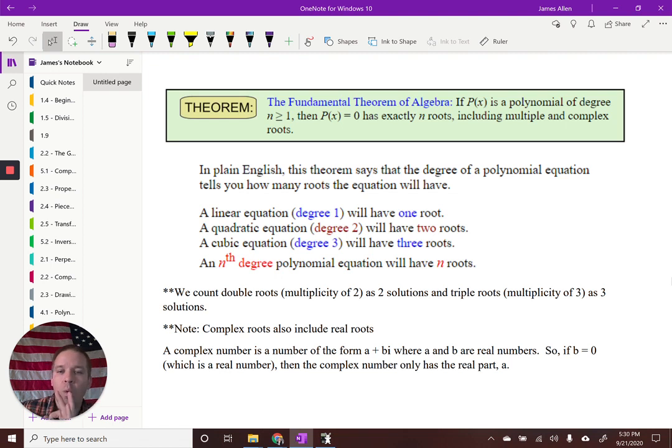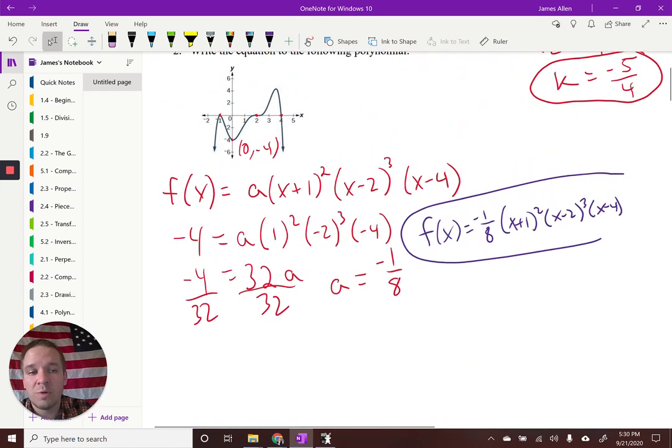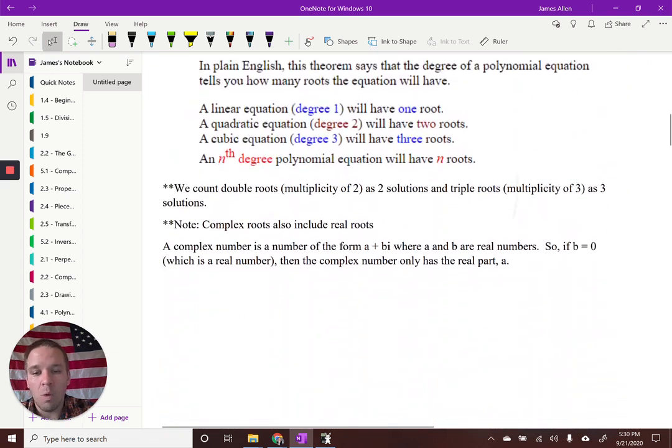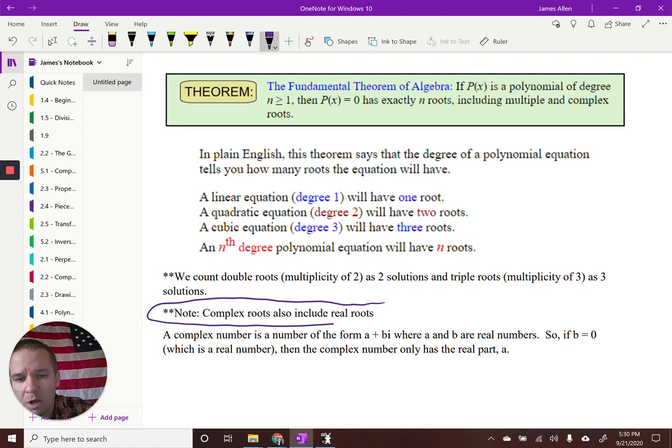All right? Wonderful. And we count those double roots, a multiplicity of 2, as 2 solutions, triple as 3, so on and so forth. So that's why this particular problem up here, which was a degree of 6 overall, had 6 solutions. We had 2 for the first one, 3 for this one, making 5, and then 6 total.